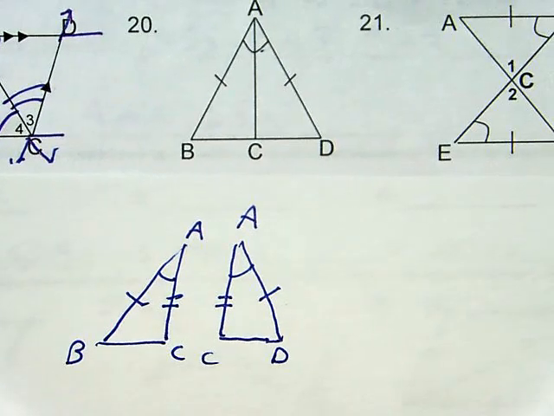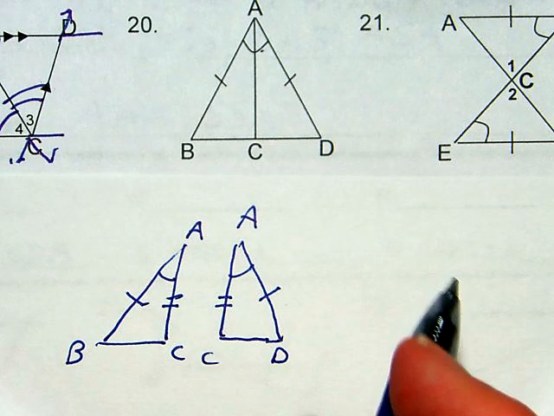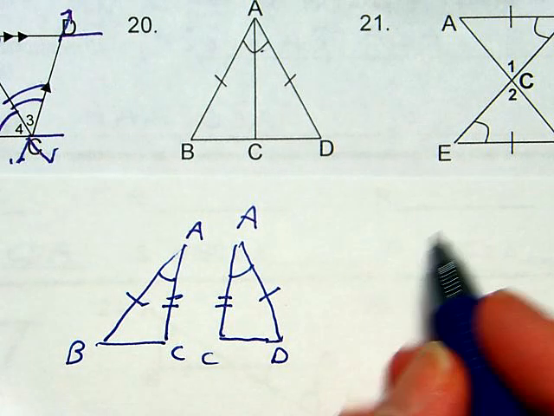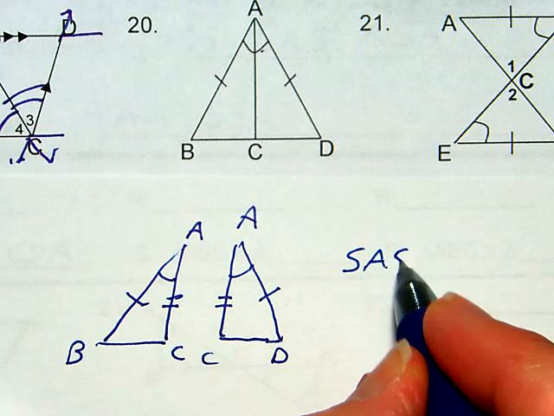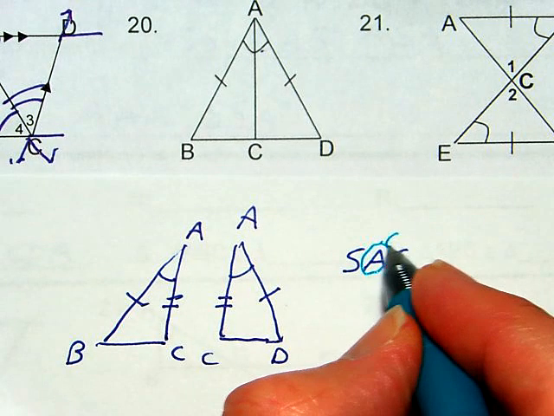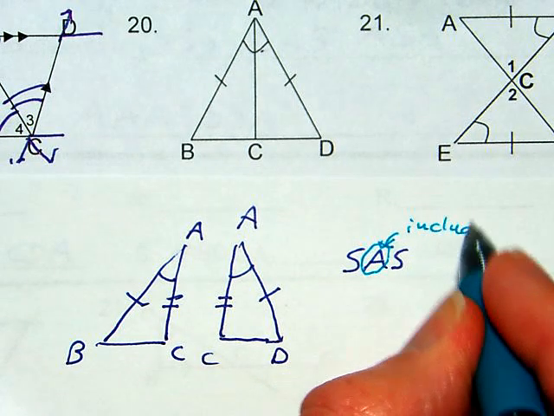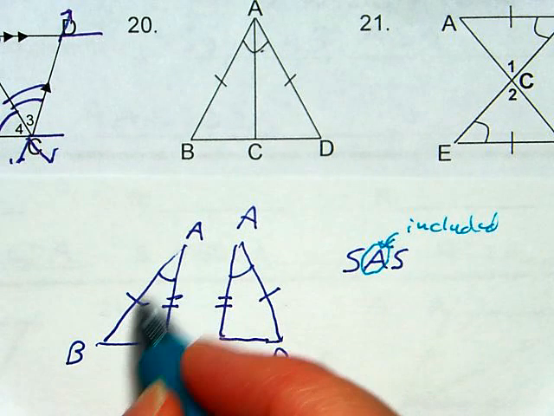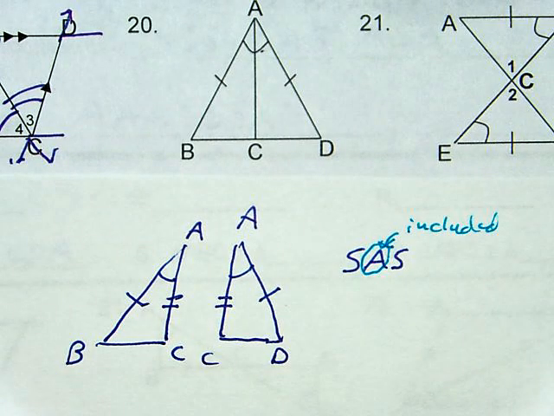So when we look at these two triangles, do we have one of the criteria for congruent triangles? Yes, we do. I hope you recognize that it's side angle side. Side angle side with an included angle. This is an included angle because it is falling between the two sides that are marked.